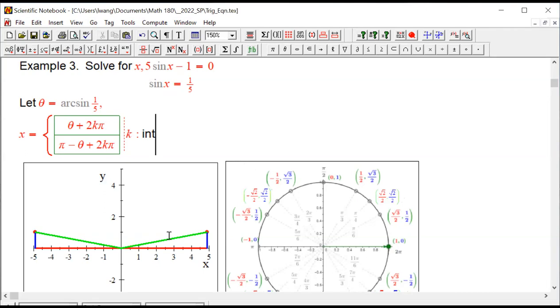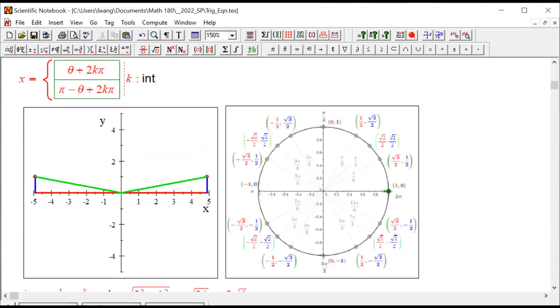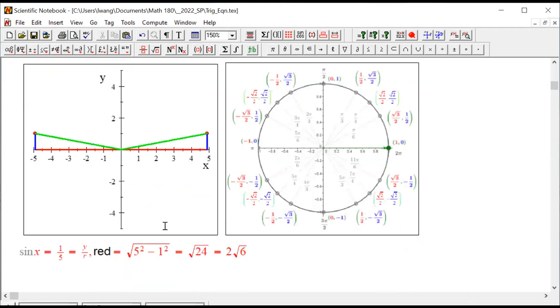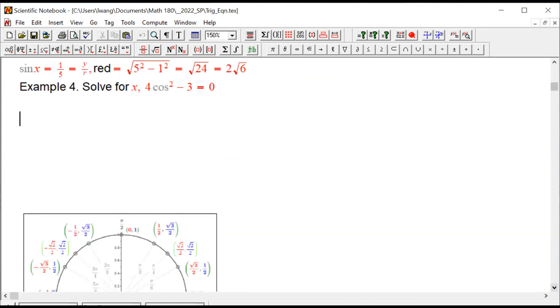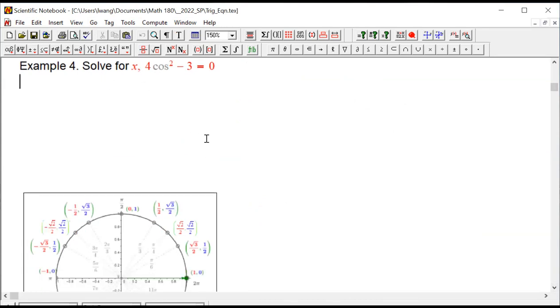So let's look at another example. This one is gonna be like this. Example number 4, okay? I take a homework question, right? So it's 4 times cosine squared x minus 3 equals to 0. Okay, so just solve for x. How do we solve this?